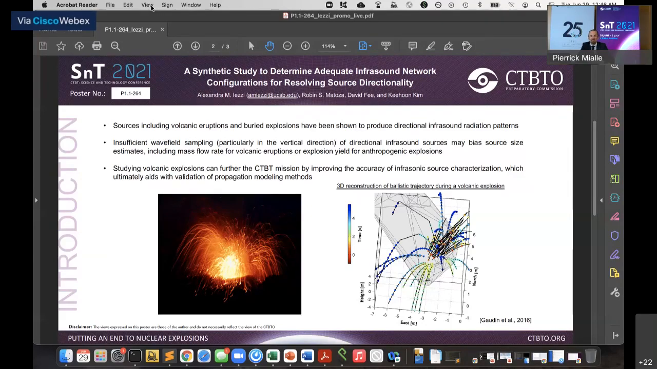Yes. Okay. So basically, sources such as volcanic eruptions and buried chemical explosions have been shown to have directional radiation patterns. And so maybe they don't radiate equally in all directions, such as a monopole source. But we're pretty limited, especially in the vertical direction, to sample the wave fields, because most of our sensors are basically placed on the ground surface. And so what we're recording might be a biased estimate of the source size, so mass flow rate for volcanic eruptions or yield for anthropogenic explosions.